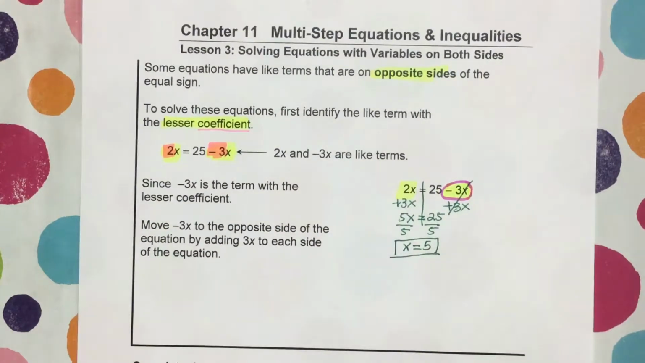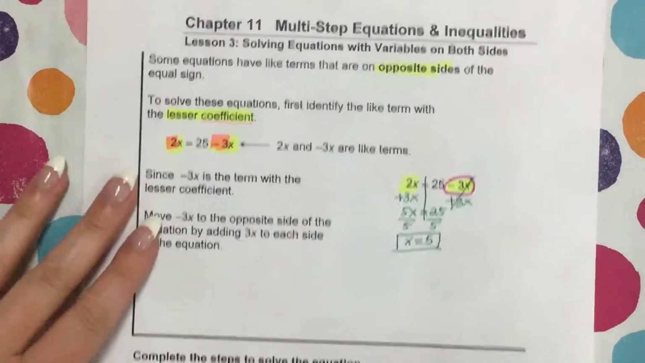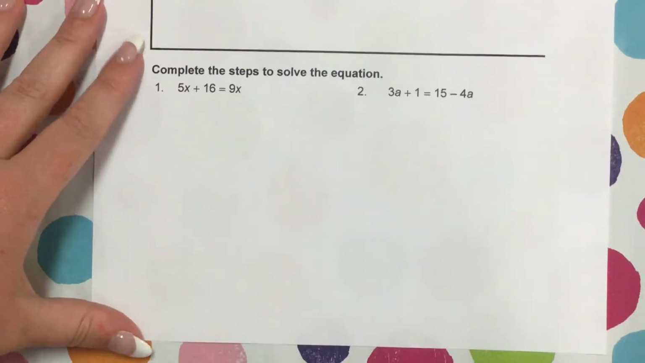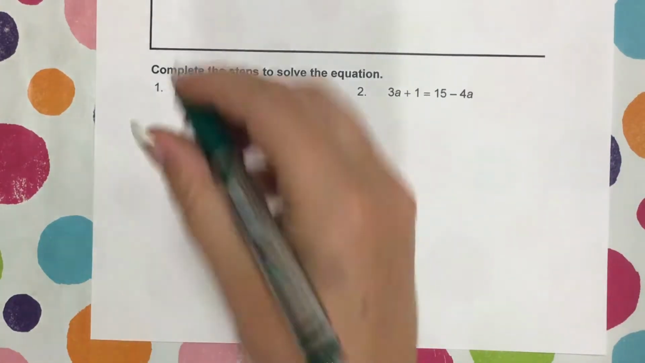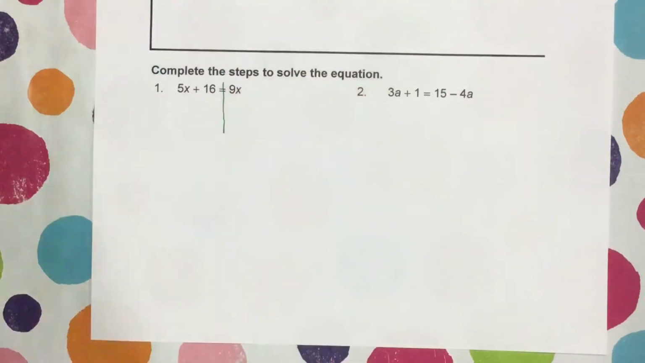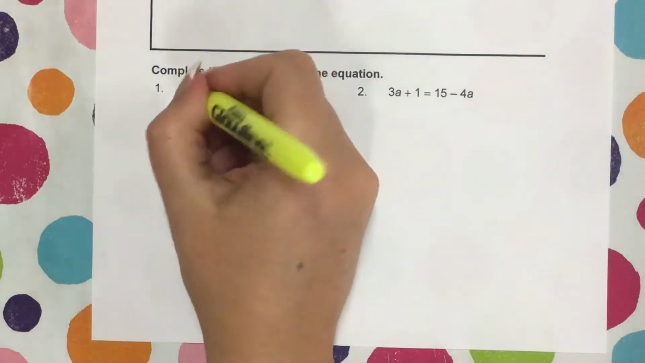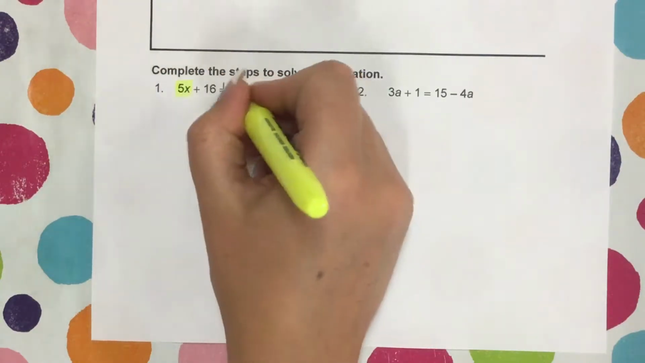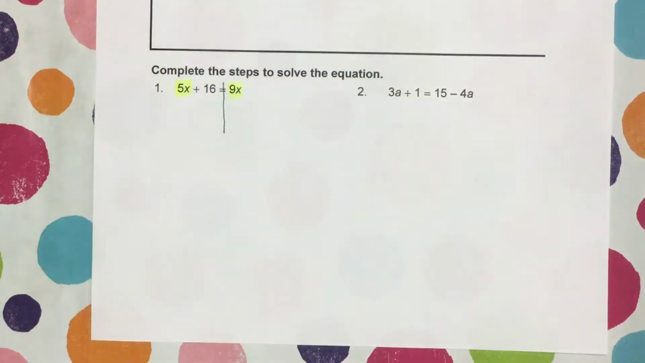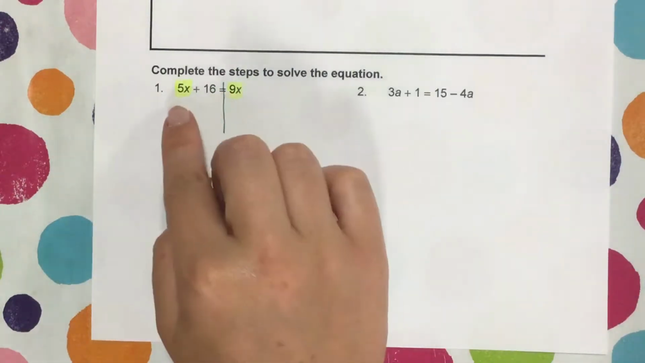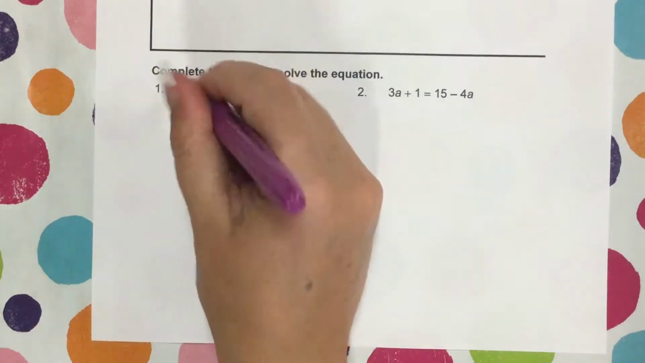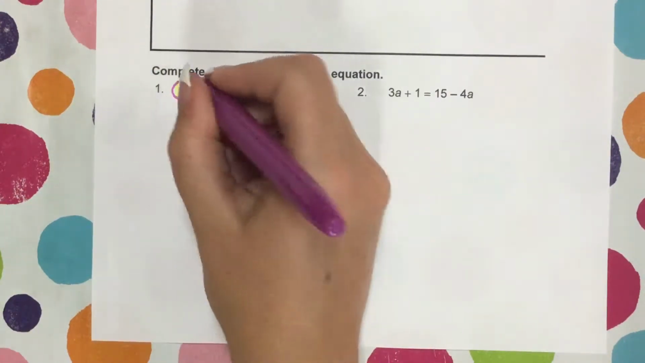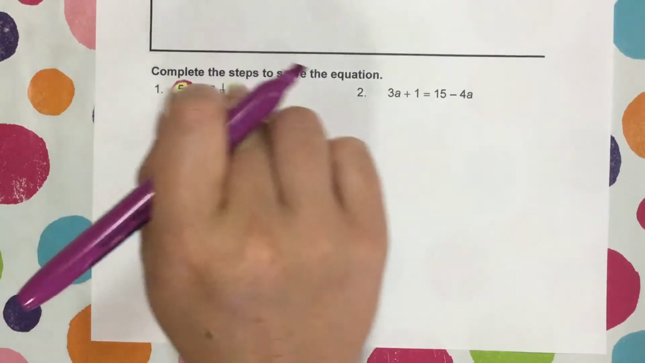All right? So let's go down here to problems 1 and 2 and see how this works. It says complete the steps to solve the equation. So that's what we're going to be working on right now. If you look right here, we have the variables, and they're on opposite sides of the equal sign. So what we're going to do is look at the coefficients. We have 5 and we have 9, and we're going to move the lesser of the two. So the lesser would be 5x. So we're going to use inverse operations to move that 5x over here.